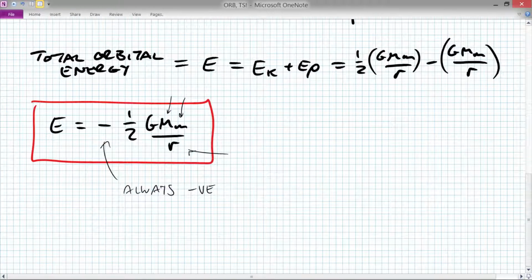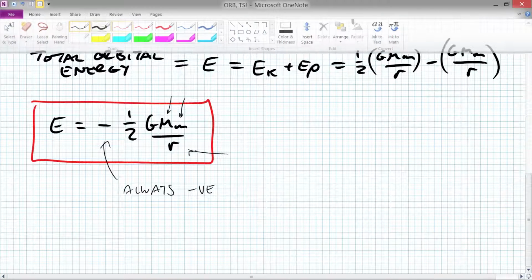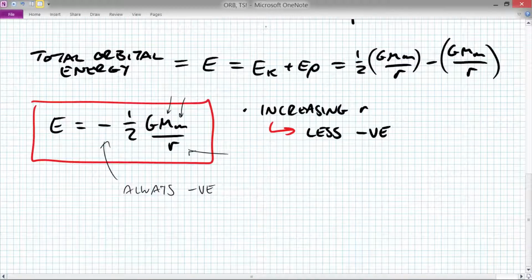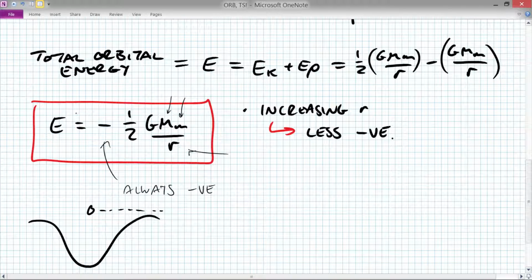This R tells us that the further away we get, so increasing R, is going to make this number smaller. So increasing R, we have to be careful how we word this. If I make this number smaller, it's actually getting less negative. So I'm starting to escape that potential well, if you like. If you remember the potential well, increasing R, I'm getting closer and closer to having zero energy.